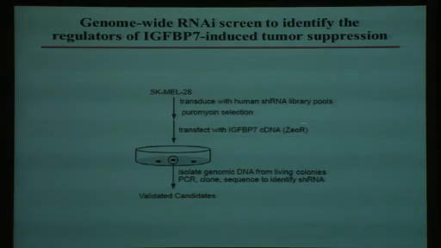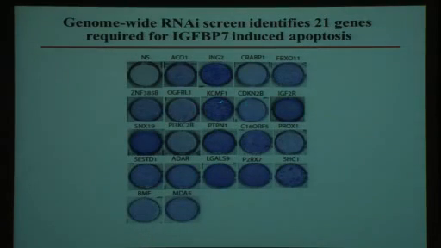So you collect, and we don't have to worry about 100% transfection because it's a secreted protein and it functions in a paracrine fashion, so it still kills even if the cells don't express IGF-BP7 cDNA. The surviving colonies we isolated, and then PCR cloned and identified and validated the candidates. This screen has allowed us to identify 21 genes which, when knocked down, prevent IGF-BP7's ability to induce apoptosis. So every single gene is essential for IGF-BP7 to induce apoptosis.